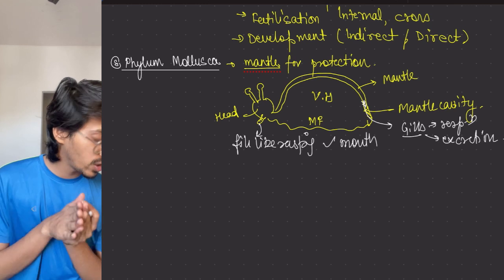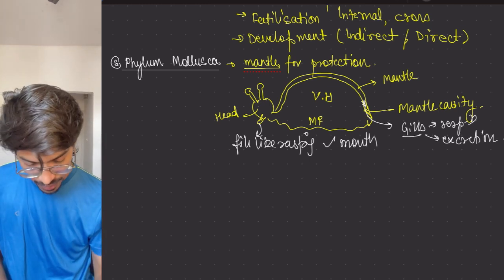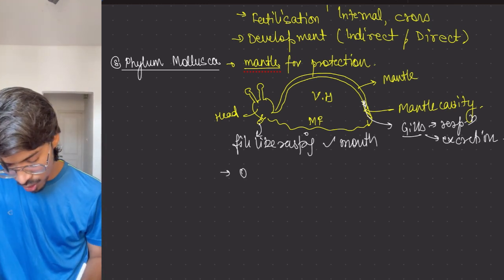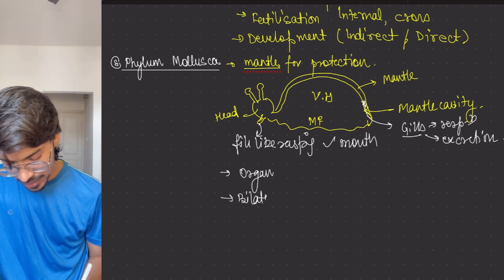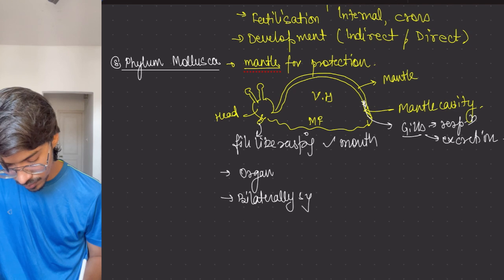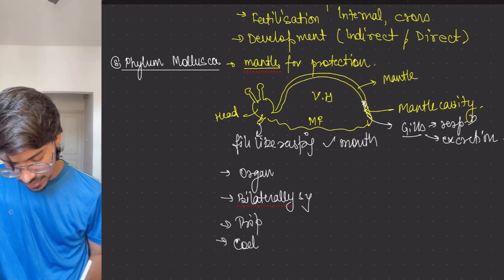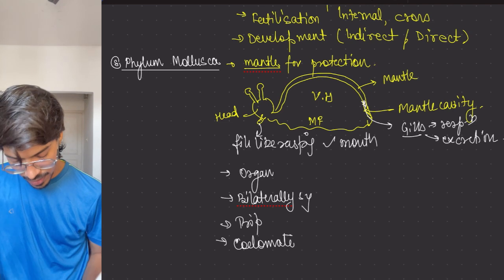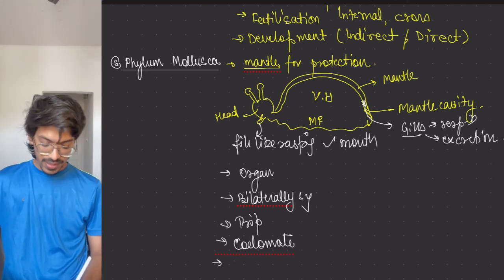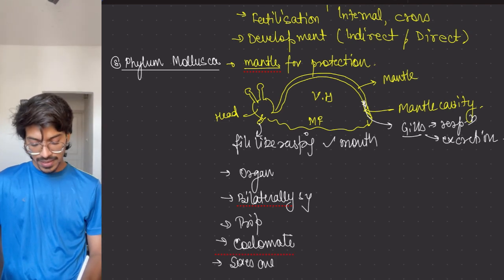Okay. The next thing you have to remember is the basic features of it. What are the basic features of it? Organ level of organization. They are bilaterally symmetrical. They are triploblastic. They are coelomate organisms. Next is the most important, sexes. Sexes are separate.